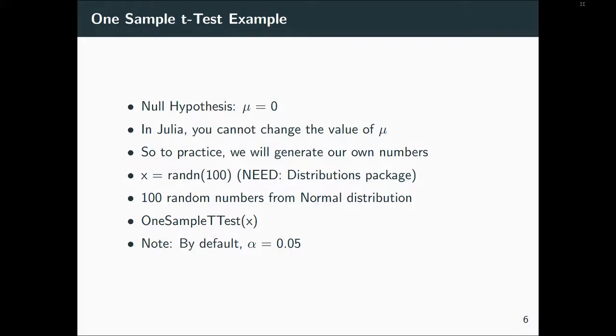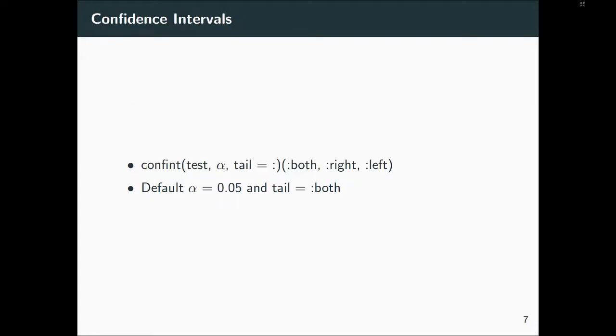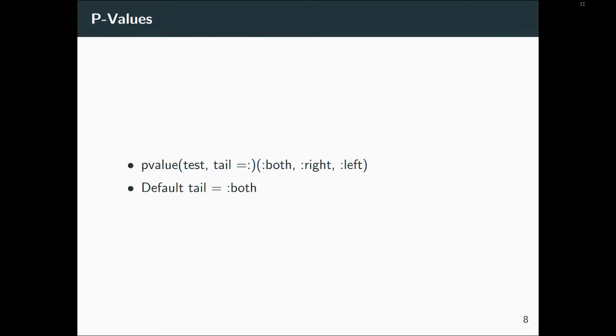Note that by default our alpha equals 0.05. If you are interested in knowing only the confidence interval, you would use the confint function. The default alpha is 0.05 and the default tail is both, but you can change these. If you are interested in knowing only the p-value, you would use the pvalue function. The default tail is both.